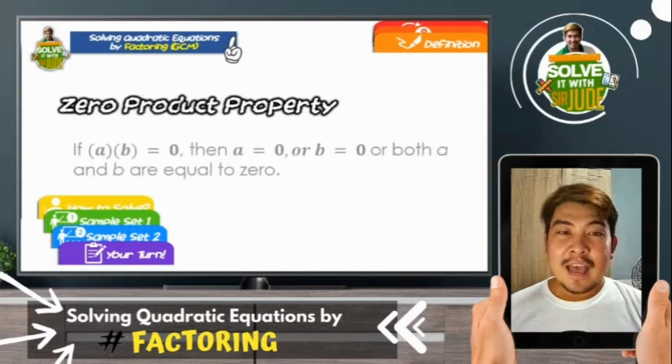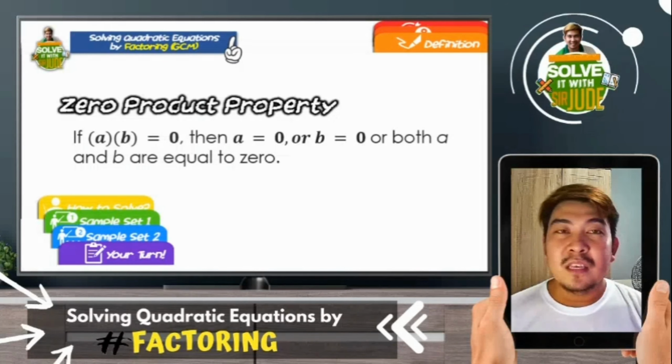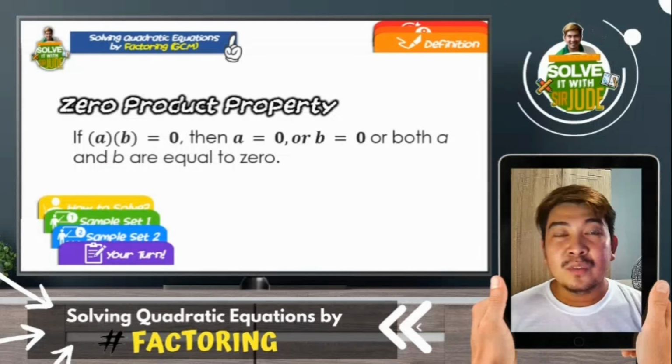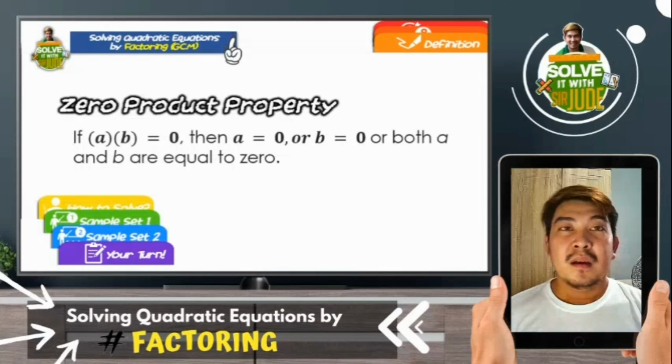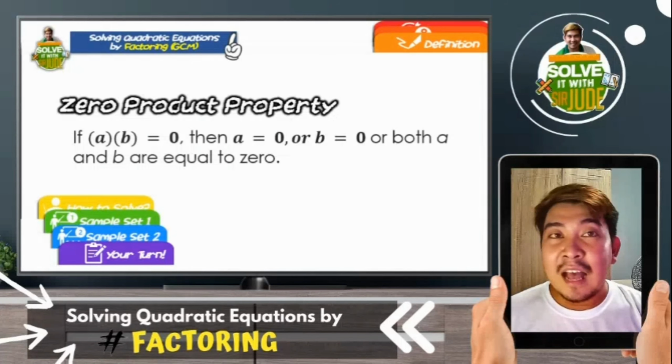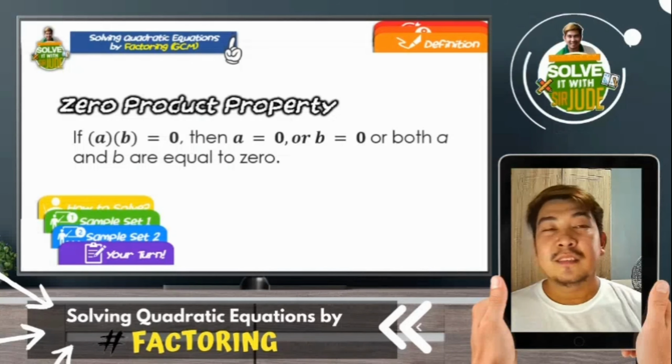It states that if A times B is equal to 0, meron daw dalawang factors at equal sila kay 0, then one of them must be equal to 0. Or pwedeng yung dalawa sa kanila ay equal to 0.